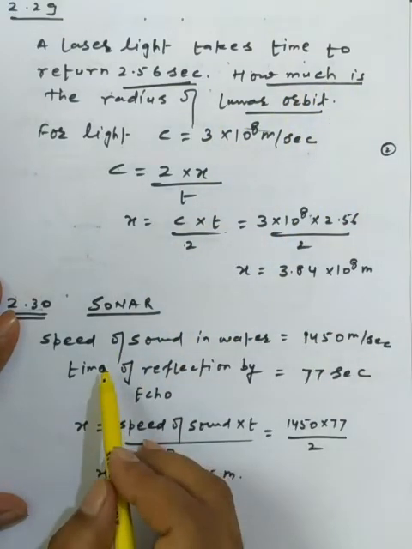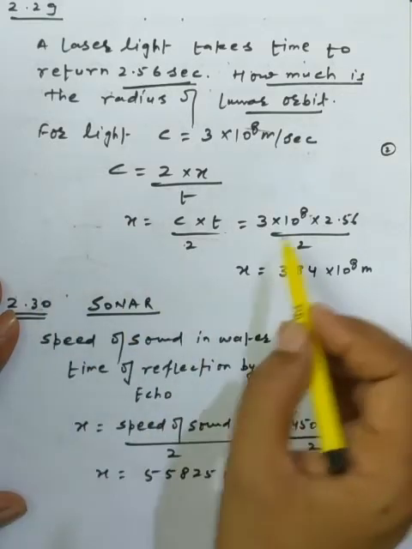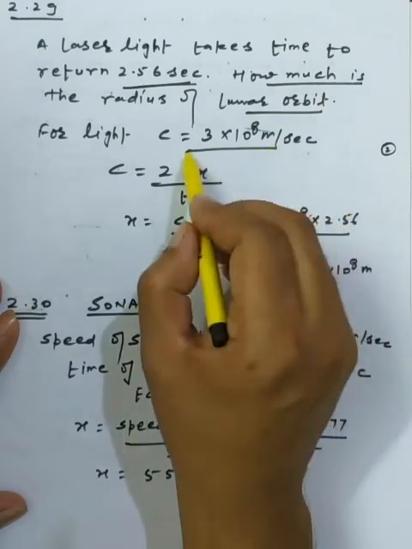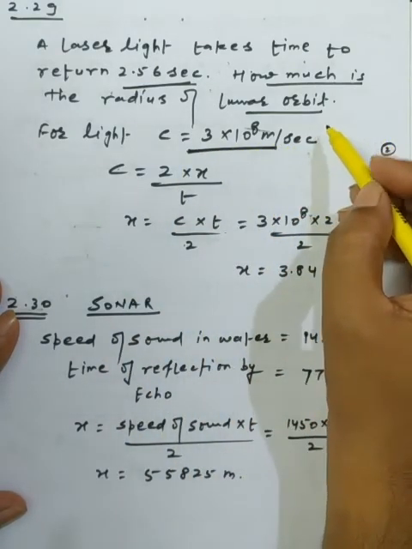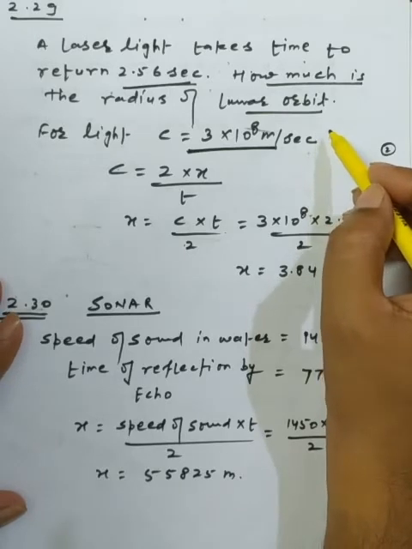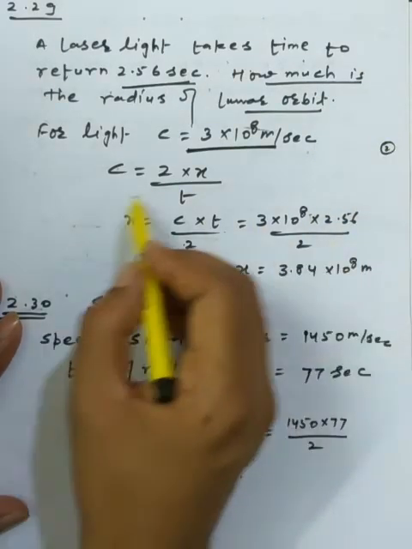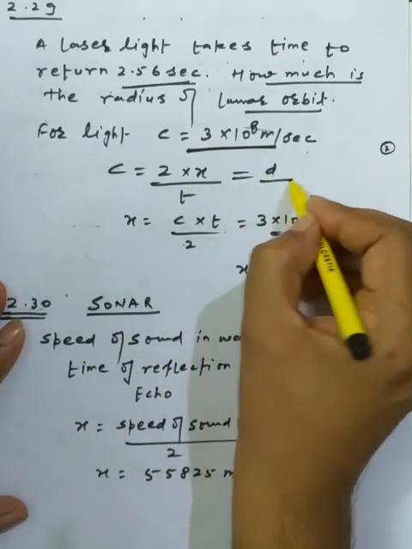Easily, we can use the long distances method to measure the distances. We are using a type of wave called a ray, that is, a light wave, and the light wave has a velocity in space of 3 into 10 to the power 8 meter per second. So we are using the simplest formula: we know speed is equal to distance upon time.